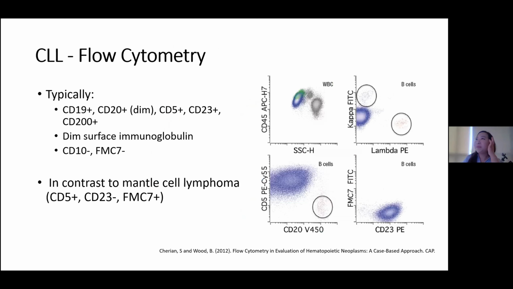Okay, so in CLLs, typically CD19 positive, and the CD20 is typically dim in CLL. So it's dimmer than your usual mature B cells. And so let's look at this flow cytometry plots here.